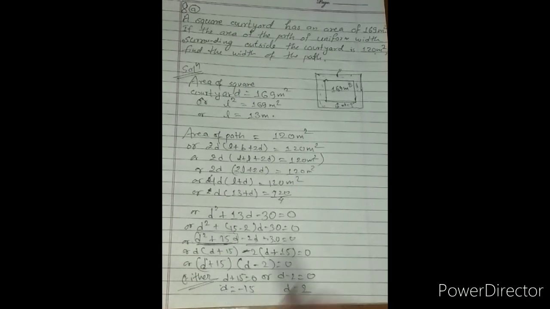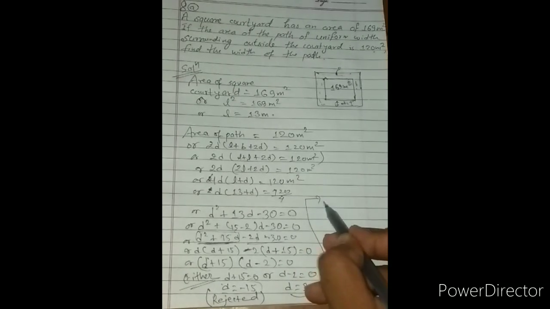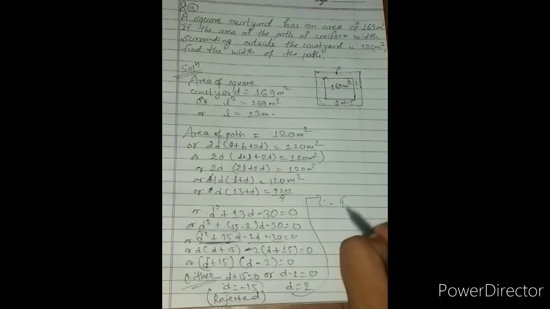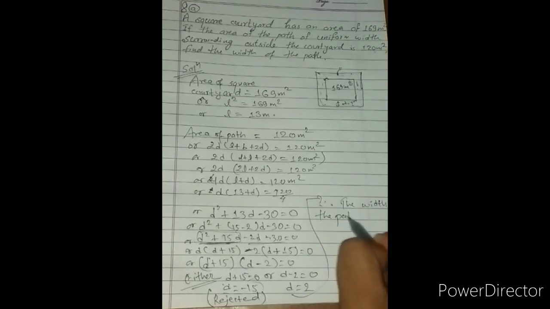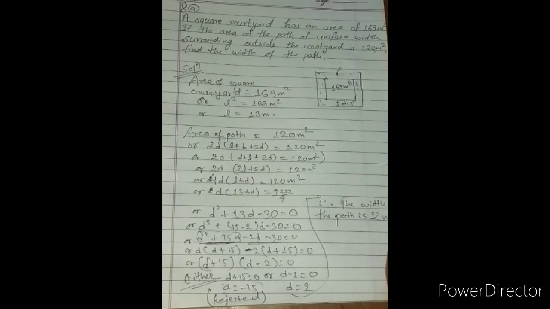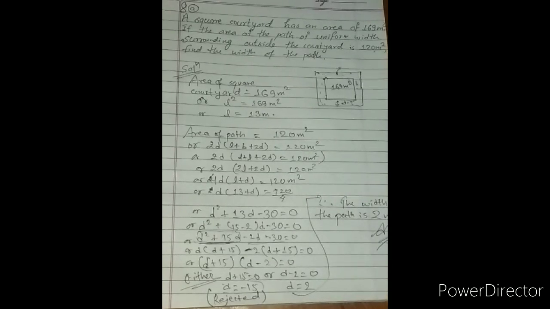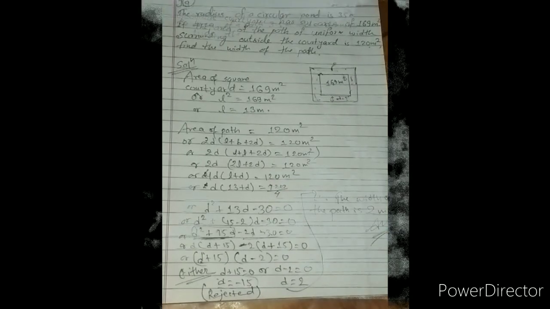But d is the width, that is distance, and distance cannot be negative. That is why we reject it. Okay, we don't have space here, so I write here. Therefore, the width of the path is 2 meter, which is your required answer. The width of the path is 2 meter.